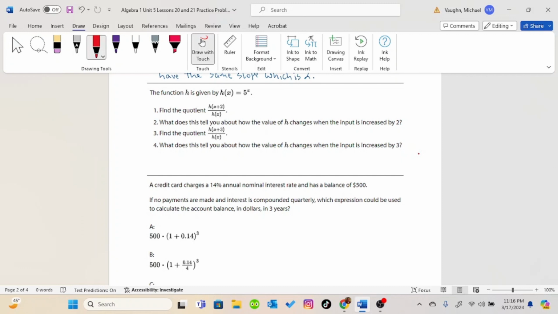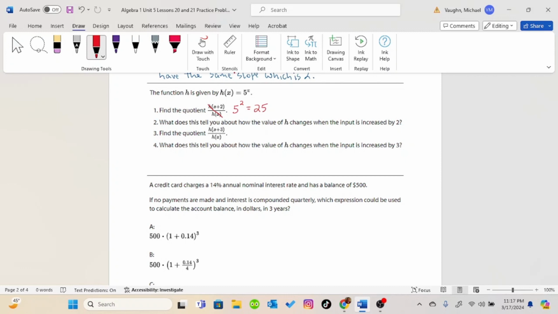The function h is given by h of x equals 5 to the power of x. Number 1, find the quotient h of x plus 2 divided by h of x. So the h of x's cancel each other out, leaving 5 to the power of 2, and 5 squared equals 25.